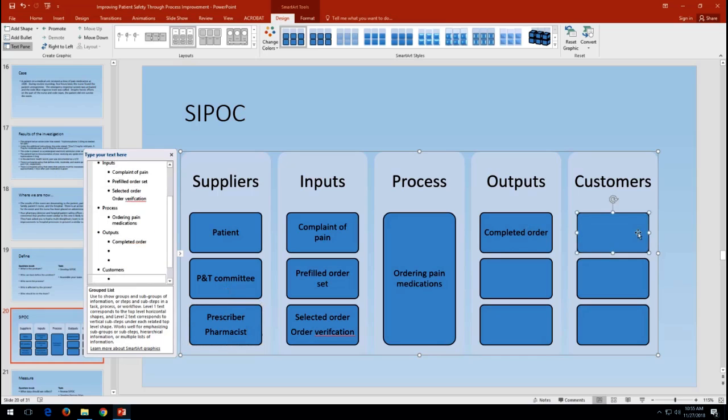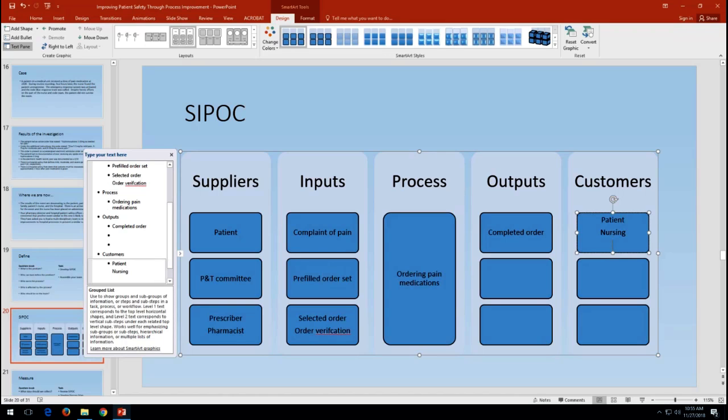So who's the receiver? Who's affected by this completed order? Patient. Okay. Who else is affected by this completed order? Nursing. Okay. Who else? Pharmacy. We got to supply the drug, right? Okay. What else? That's probably pretty good. What's another output of ordering pain medications? Okay. Administered medication. And that's affected by the patient, so we can just leave that alone.